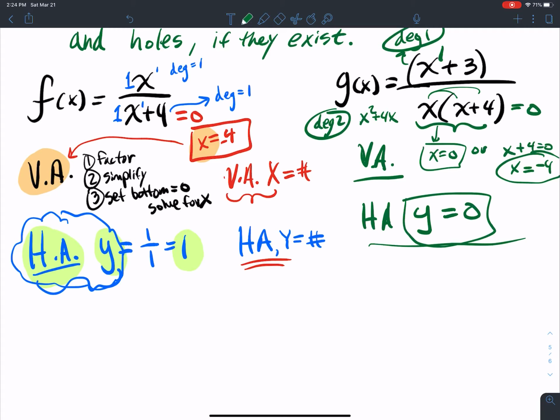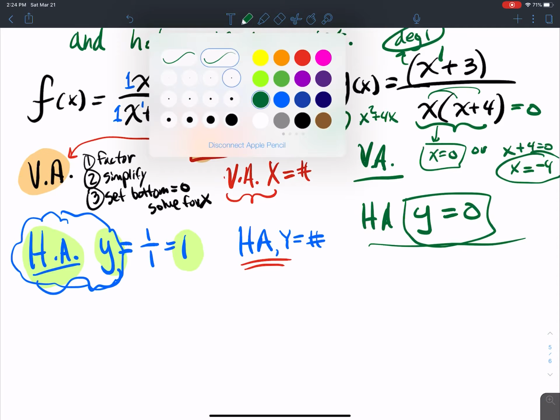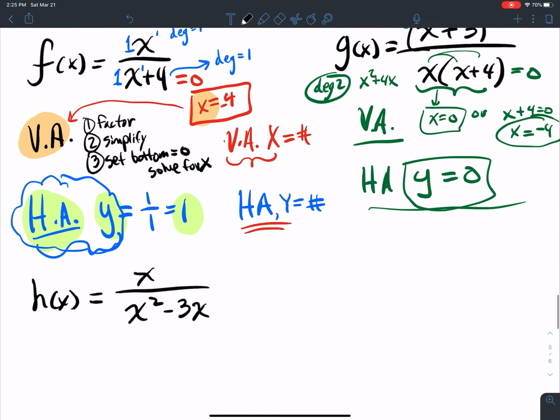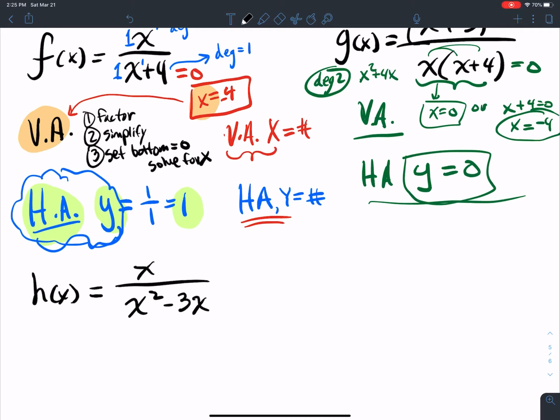Okay, so let's try another one. f of x, no, well, we already used f of x. Let's use h of x equals x over, let's say, x squared minus 3x. Okay, x squared minus 3x. First thing I've got to do for my vertical asymptote, I want to factor. So factor first. If you don't know what you're doing, at least try to factor it.